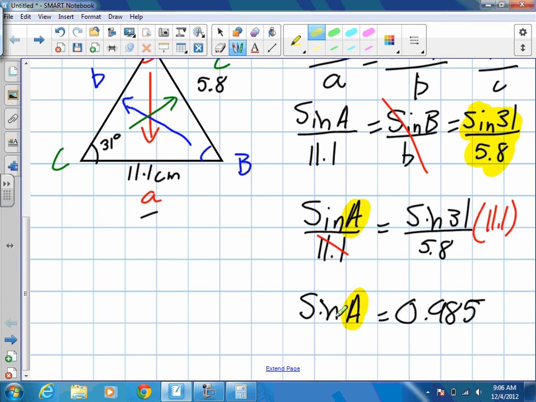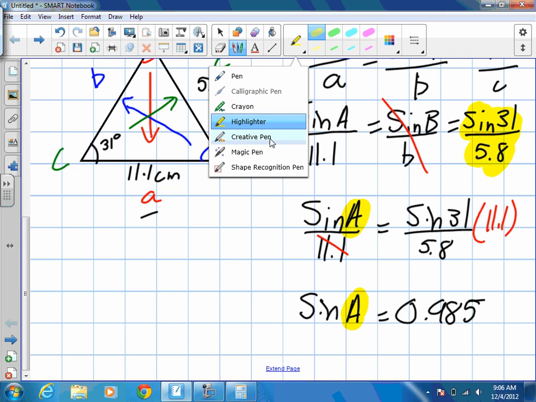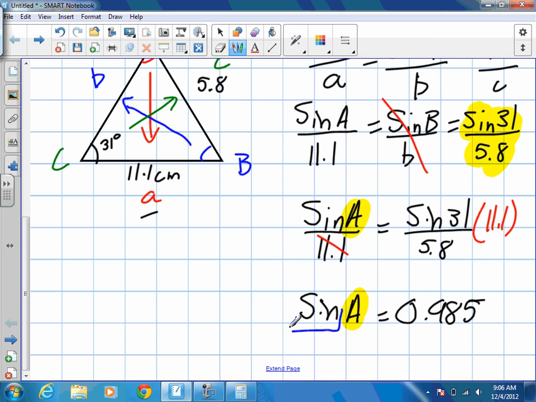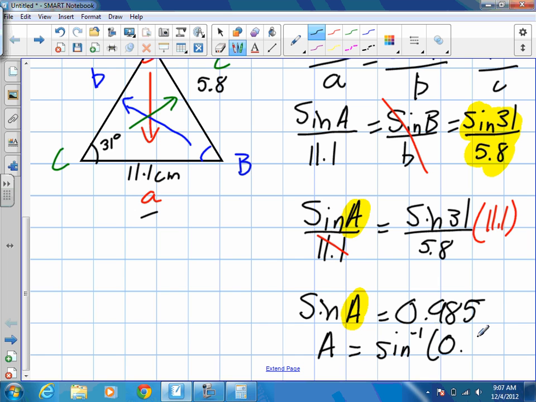Is A by itself right now? No. What's still attached to it? Yeah, you could say sine is still attached to it. So just like in primary trig ratios, if I'm trying to find the angle, what do I have to bring to the other side? And what does it become on the other side? Good. It becomes the inverse. So then we have sine inverse, so sine negative 1, of 0.985. And that'll help us find angle A.